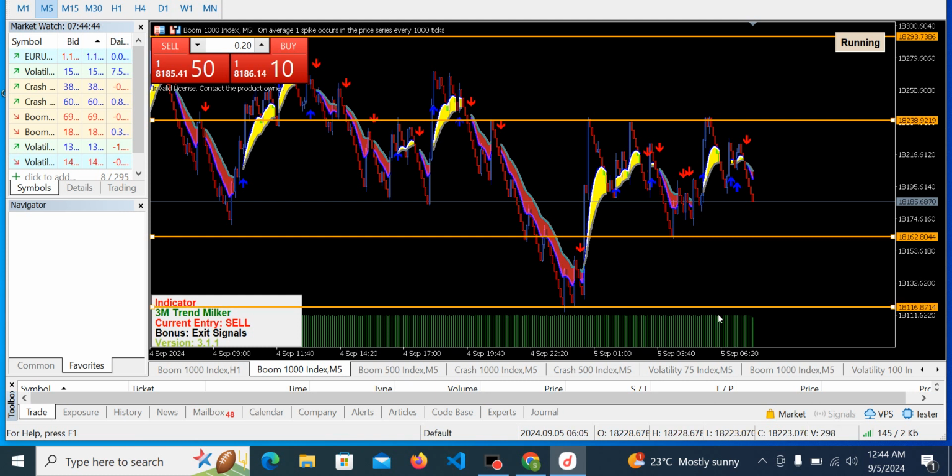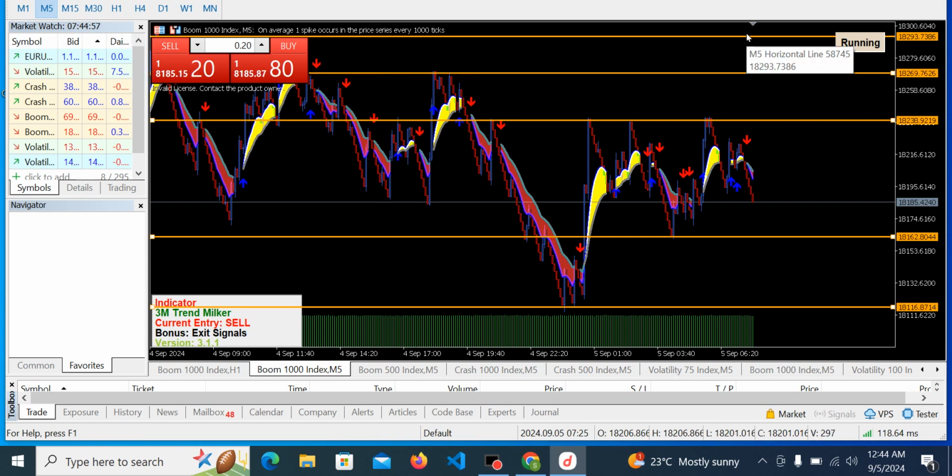But if it does not break out below this, then it will go back up to try out the resistance zone. If it breaks out above the resistance zone, then it should get to this particular spot. And of course if it breaks out from here, then it should get to this particular resistance zone totally. Okay, so that is for Boom 1000. So you guys should take note of it.